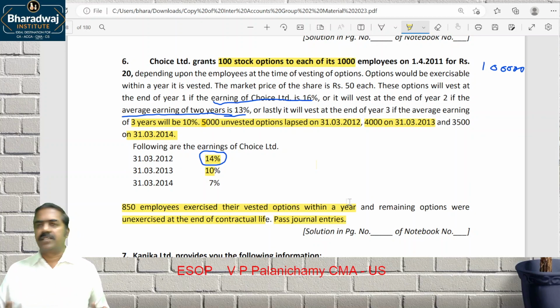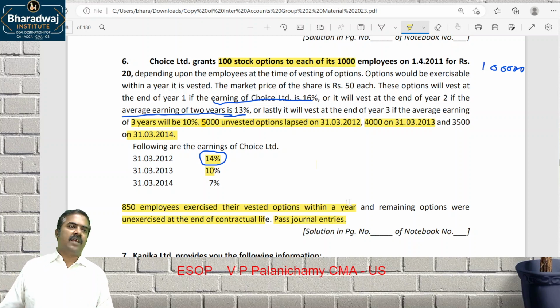Before we start solving or passing a journal entry, we'll create that provision. What is that provision? ESOP outstanding provision. How much to create, we'll see. So read the question once again. We'll solve it.